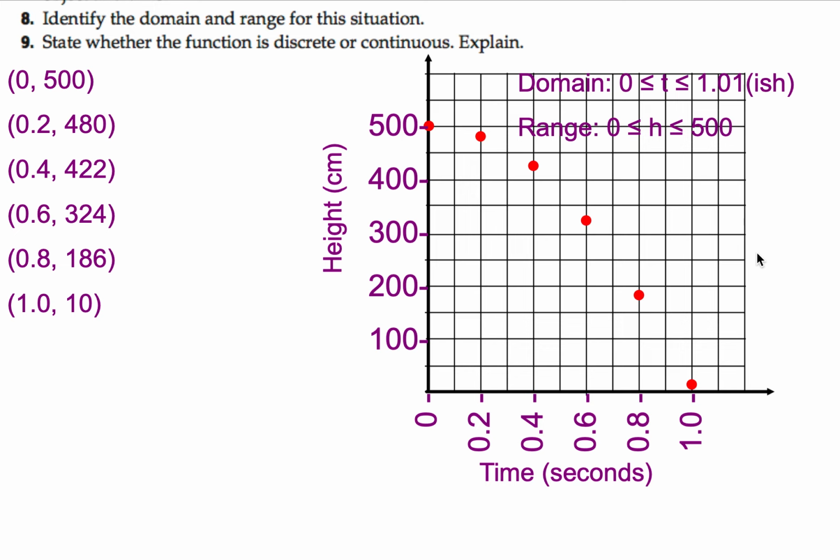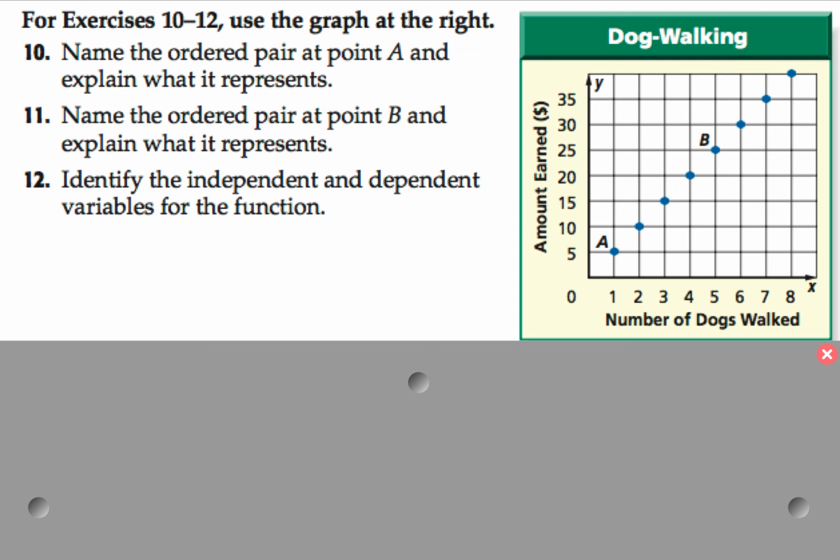Is this function discrete or continuous? Now, the function itself is continuous because the input variable is time. If we were to take a measurement at 3.3 seconds, there would be a position for the ball. Well, we weren't told it was a ball. There'd be a position for the object. We have discrete measurements because we had to pick a time to take a measurement, but the function is going to be continuous.